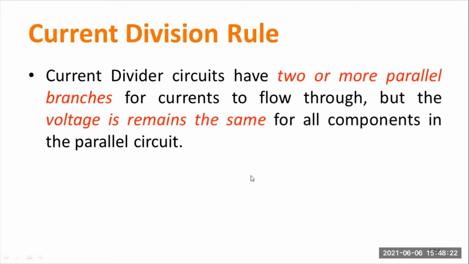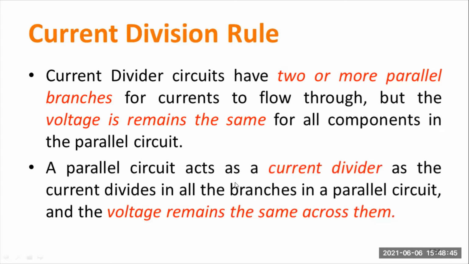What do you mean by current division formula? A current divider circuit has two or more parallel branches for currents to flow through, but the voltage remains constant for all the components in a parallel circuit or shunt circuit. Current will be divided and the voltage remains the same in a parallel circuit. We'll be looking at a parallel circuit to apply the current division formula. Also, a parallel circuit acts as a current divider. You have to underline the statement. A parallel circuit or shunt circuit will act as a current divider as the current divides in all branches in the parallel circuit, but the voltage remains constant. So that's a peculiarity of a parallel circuit, and we are going to apply the current division formula in a parallel circuit.